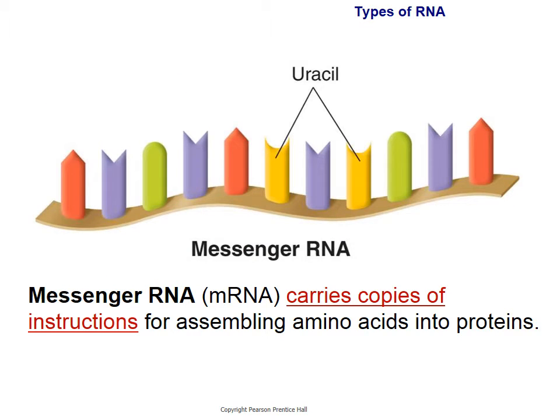The first type of RNA is known as messenger RNA, or mRNA. It's called messenger RNA because it's actually going to carry the copy of the instructions from the DNA for assembling the amino acids into proteins. So it's carrying the message of how to actually make the protein from the DNA in the nucleus to where the ribosomes are located.